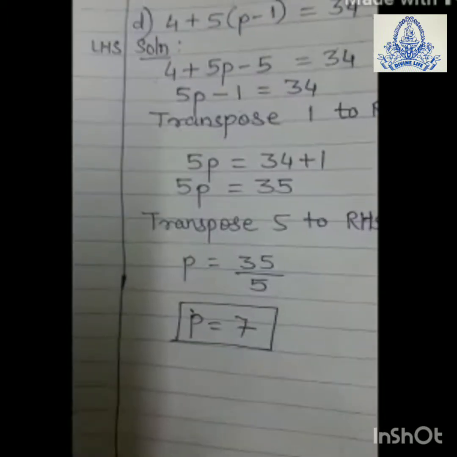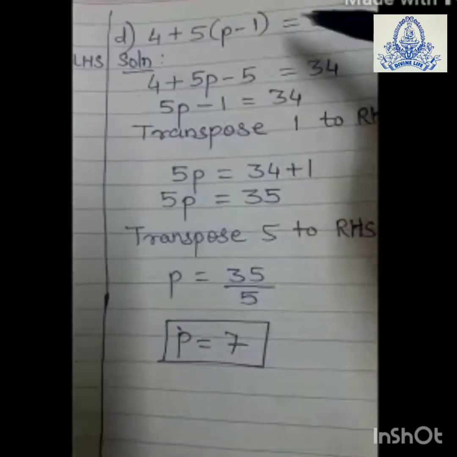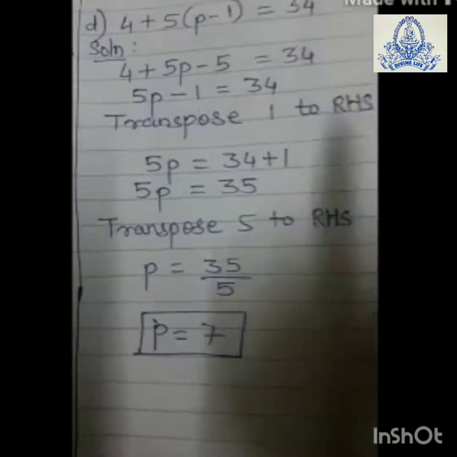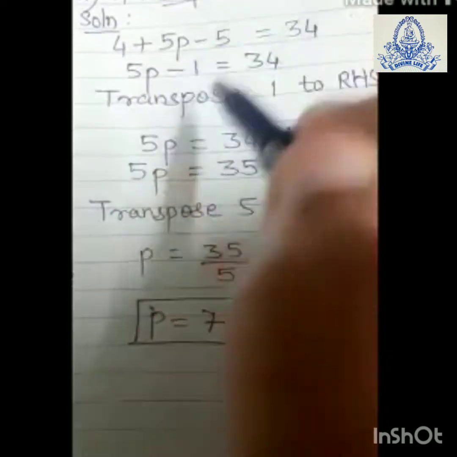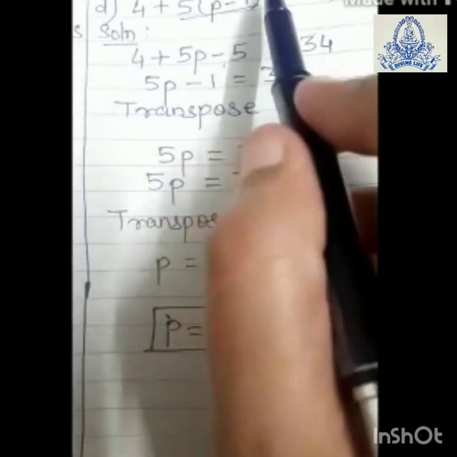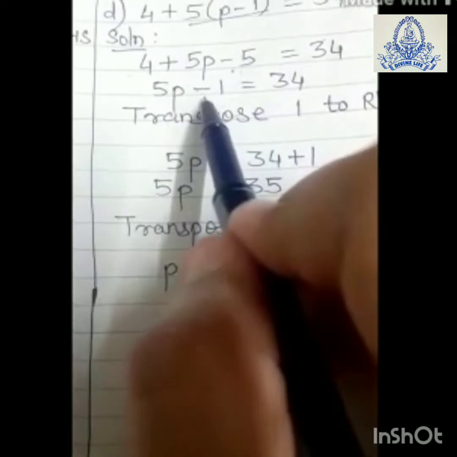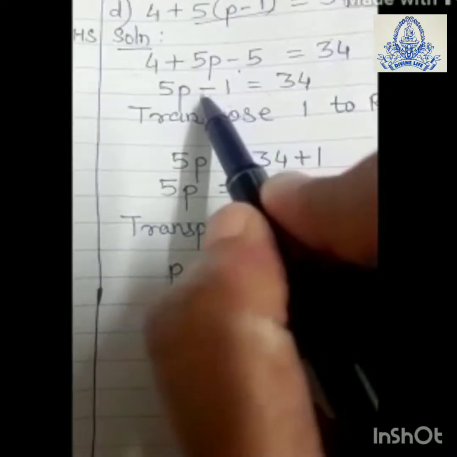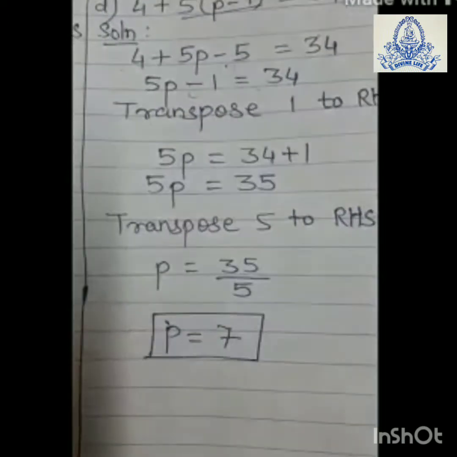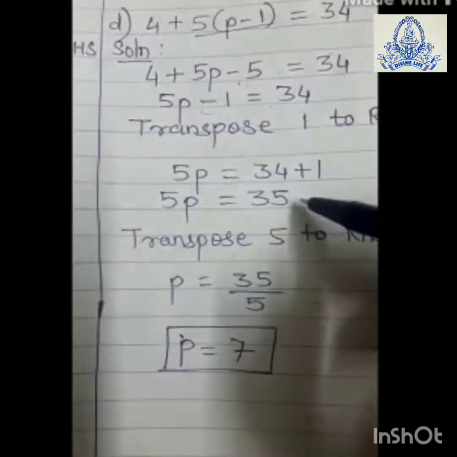See one more example: 4 plus 5 into (p minus 1) is equal to 34. Now see, same here, first we will have to simplify this. So 4 plus 5 into p, 5p, minus sign as it is, 5 into 1, 5, is equal to 34. So 5p, 4 minus 5 is minus 1, is equal to 34. So now we will transpose this minus 1 to RHS. So 5p is equal to 34 plus 1, that is 35. 5p is equal to 35.